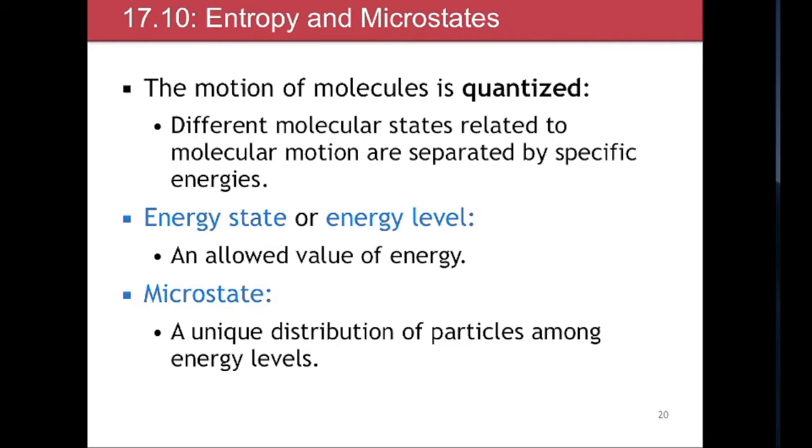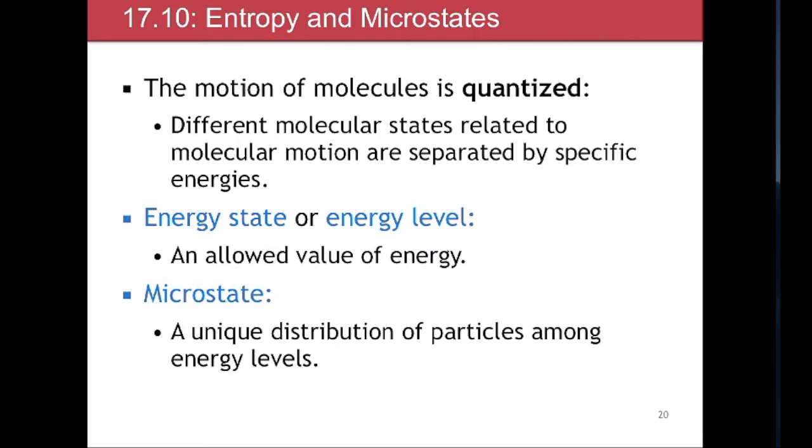Microstates is just another way to think about entropy. So I'm going to start off by talking about molecular motion. The motion of molecules is what is called quantized. And that just means that there are only very specific states of energy that molecules can exist in. So it's kind of like the volume control on your phone. You can turn your phone to volumes of 1, 2, 3, 4, 5, but you can't turn it to 4.5, 6.6, 2.4, for example.